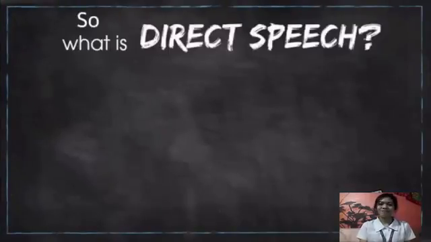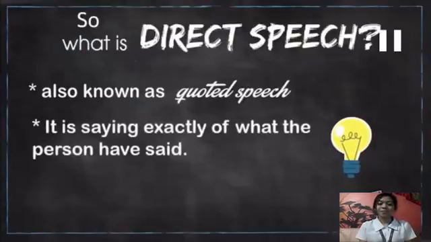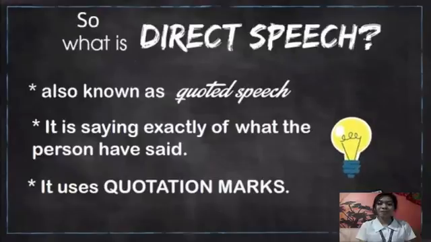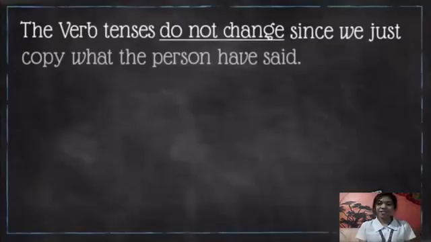Today, we will have another lesson, and it's all about direct and indirect speech. So, what is direct speech? Also known as quoted speech. It is saying exactly what the person has said. And what does it use? It uses quotation marks. The verb tenses do not change since we just copy what the person has said.